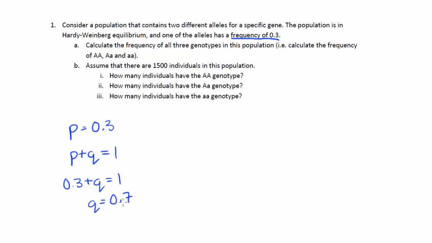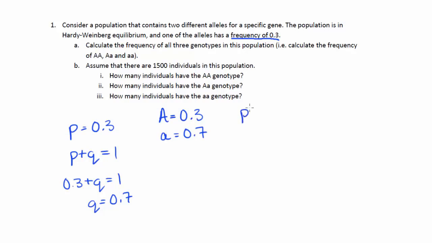Okay, so at this point now we have the frequency for two of the alleles. And it doesn't really matter which one you assign to each. So I'm going to put the frequency of the big A, that's going to be equal to P. So this is going to be 0.3. And the frequency of little a is going to be 0.7. And then knowing that information, we're going to be able to calculate the frequency of the different genotypes.